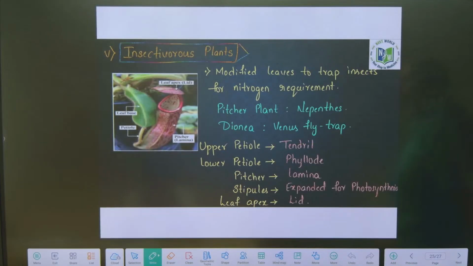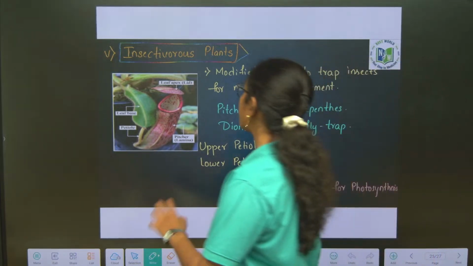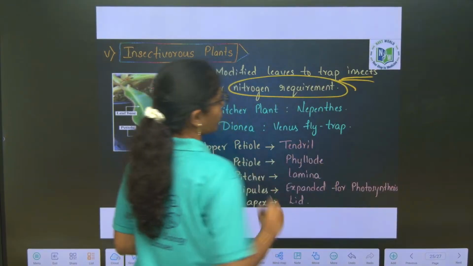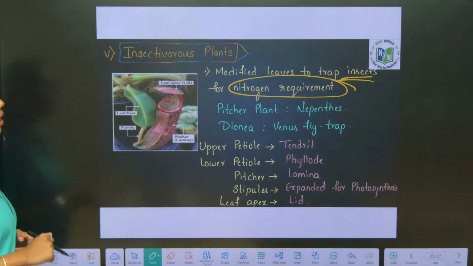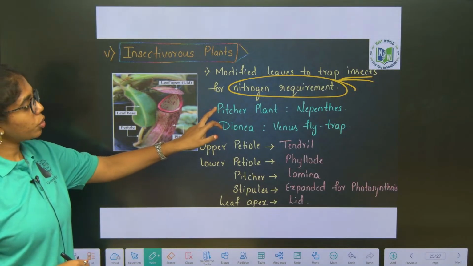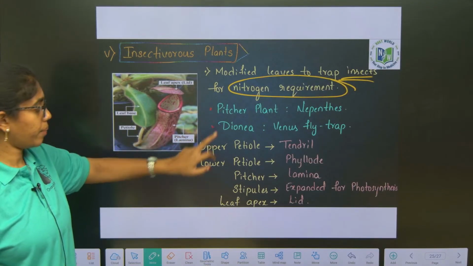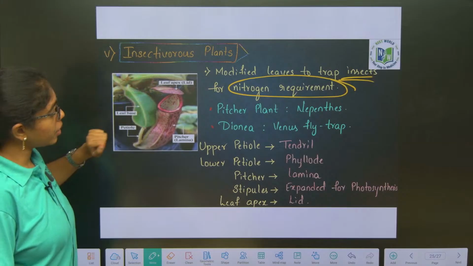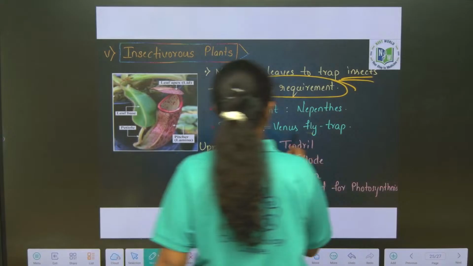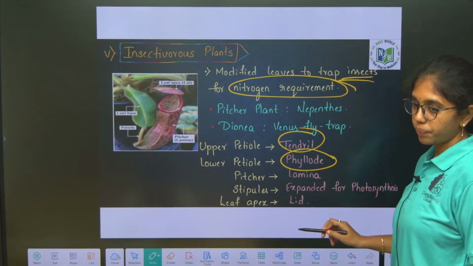Next, insectivorous leaves. Here the leaves are modified to trap insects. For what purpose? Nitrogen requirement. Leaves are modified for nitrogen requirement. Best examples include pitcher, Nepenthes, Dionaea, which is Venus flytrap. So, here the upper petiole is modified to tendril. Upper petiole is modified to what, ma? Tendril.